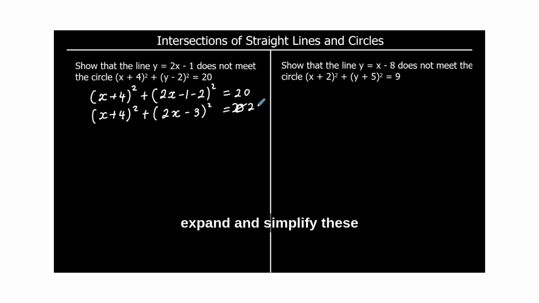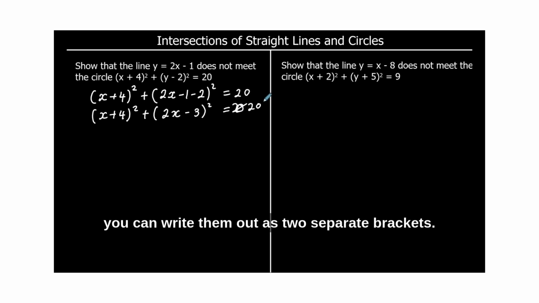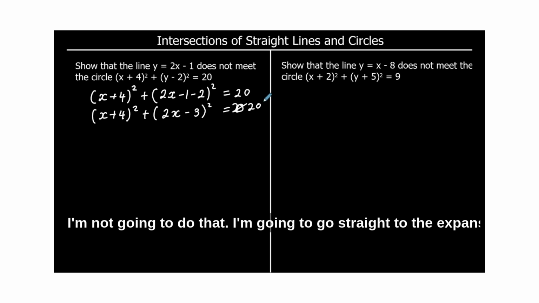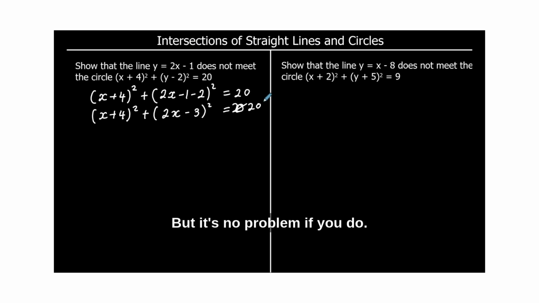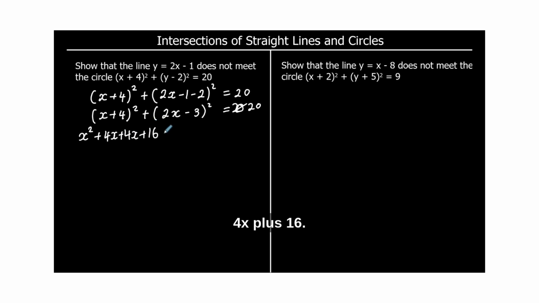And then I'm going to expand and simplify these brackets. If it helps you, you can write them out as 2 separate brackets. I'm not going to do that. I'm going to go straight to the expansion, but it's no problem if you do. So (x plus 4) squared, x plus 4 times x plus 4 is x squared plus 4x plus another 4x plus 16. And 2x minus 3 times 2x minus 3, 4x squared minus 6x minus 6x plus 9. And that's still equal to 20.